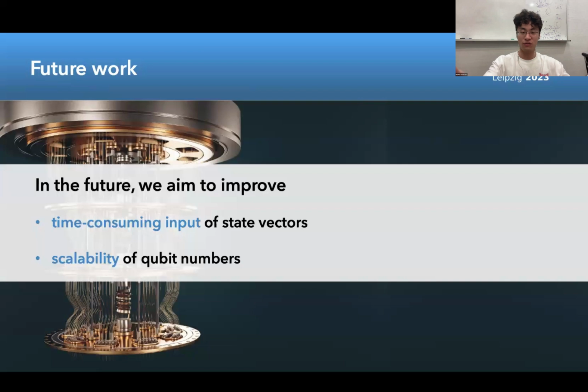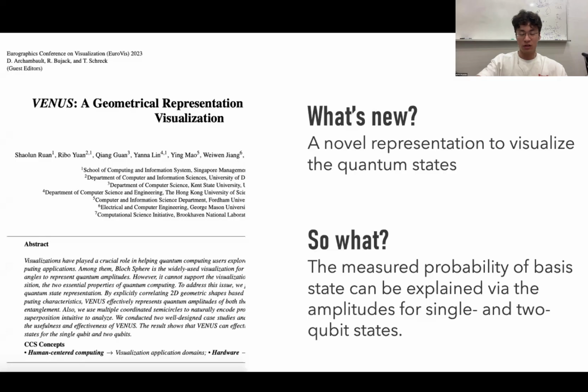Okay, so the future work of this paper is that we need a more automatic approach to input the state vectors into this visual design to make it smoother for users to use. We also need to address the scalability issue of the qubit numbers, because obviously it can only support 1 or 2 qubits, right? So it is expected to support more qubits. So yeah, this is what's new: we propose a novel representation, VNS, to try to explain the merit probability based on the amplitude for both single and 2-qubit states.